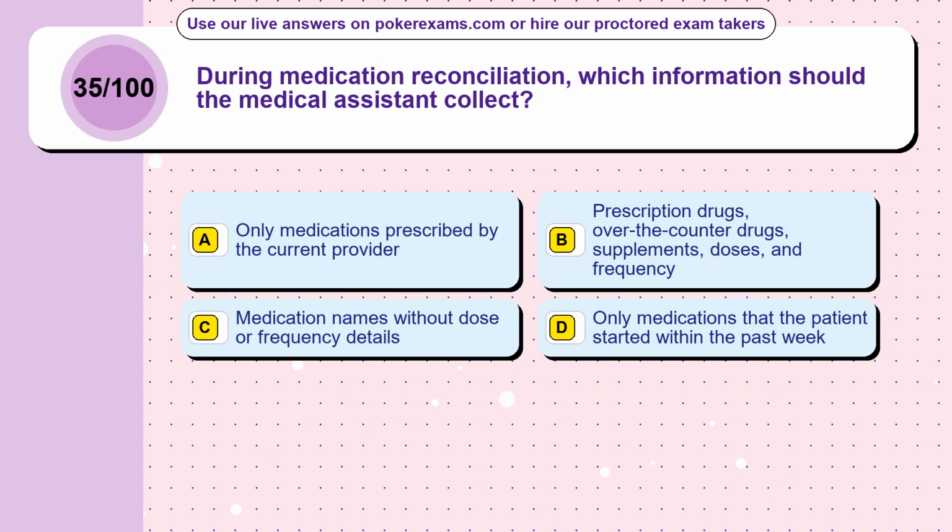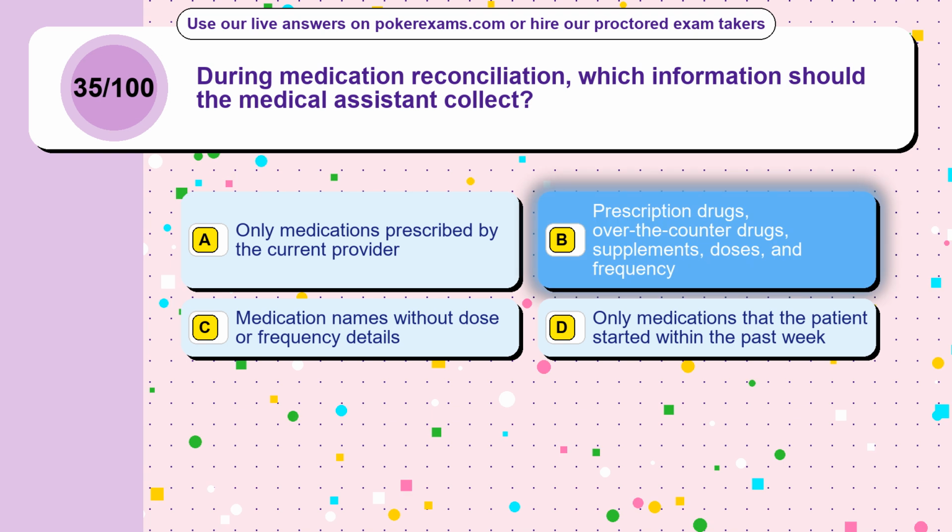Question 35. During medication reconciliation, which information should the medical assistant collect? Option A, only medications prescribed by the current provider. Option B, prescription drugs, over-the-counter drugs, supplements, doses, and frequency. Option C, medication names without dose or frequency details. Option D, only medications that the patient started within the past week.